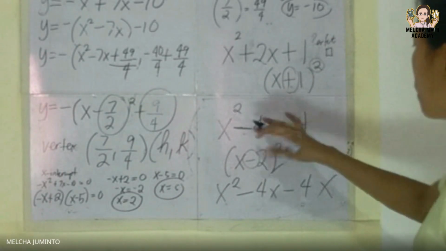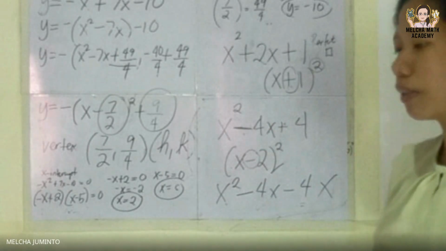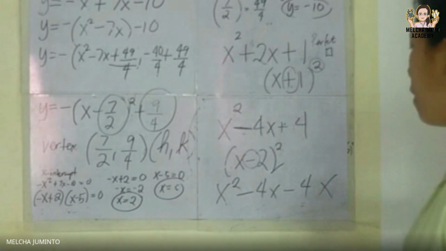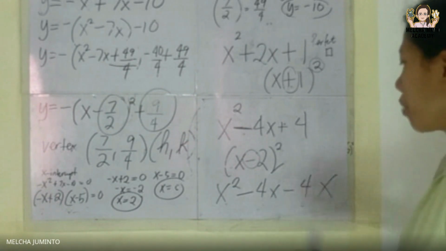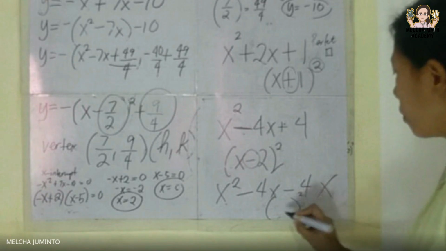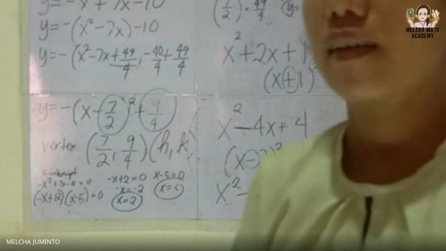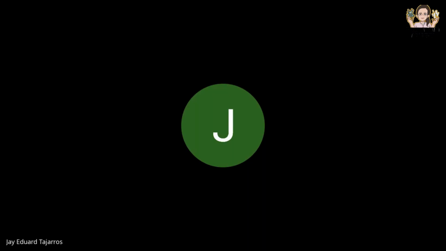Yung kanina pala na sample ko, trinomial siya, pero hindi siya perfect square. Kasi alam mo yung perfect square, pwede mo siyang i-write as a square of a binomial. Perfect square siya. Ito hindi siya perfect square. Pag hindi perfect square, hindi mo siya pwede i-write na ganito. Yung binomial, tapos naka-square. Okay na? Ano? Edward? Okay na po.